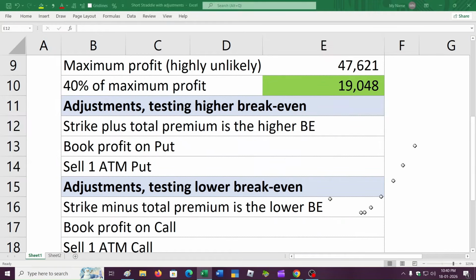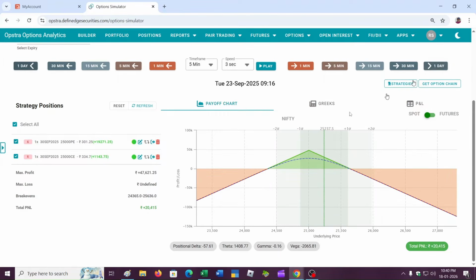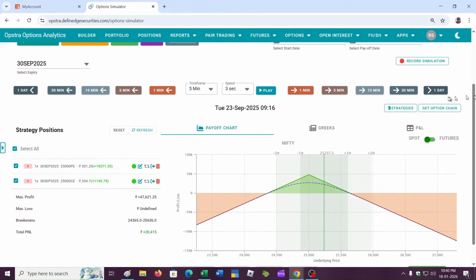17,000. So what we really need is 19,000. One more day, 20,000. We can clearly book this profit because this is a reasonable profit. The position is giving us almost 23 days from the installation of the short straddle. So we can book it. Let's see how it goes if we didn't book it.